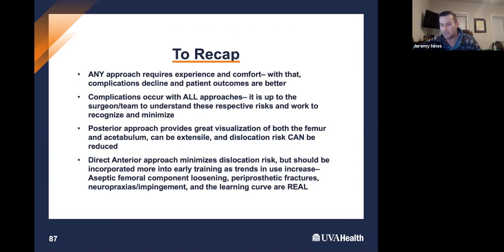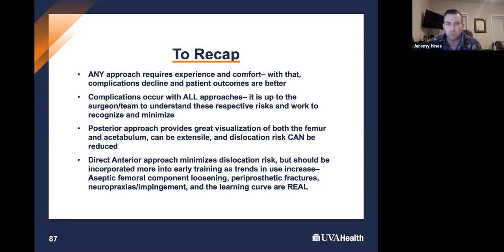So to recap, I hope I didn't take too long there, Chris. Any approach requires experience and comfort with that. I think complications decline and patient outcomes are better. They can occur with all approaches, no matter the degree of skill that you have. It's up to the surgeon and the team to understand these respective risks, discuss them with the patient preoperatively, and work to recognize and minimize.